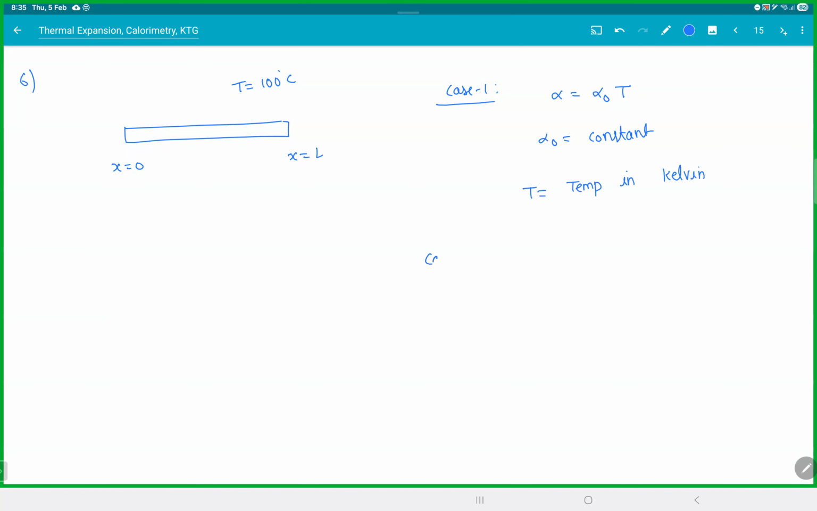In case 2, same rod, but this time alpha is changing with position, meaning different positions of the rod have different alpha. In case 1, alpha is changing with temperature. When it is 100, you have a different alpha, when you have 150, you have a different alpha, and so on. But the second case, it is changing with position. So in both the cases, find the change in length when temperature becomes 200 degrees.